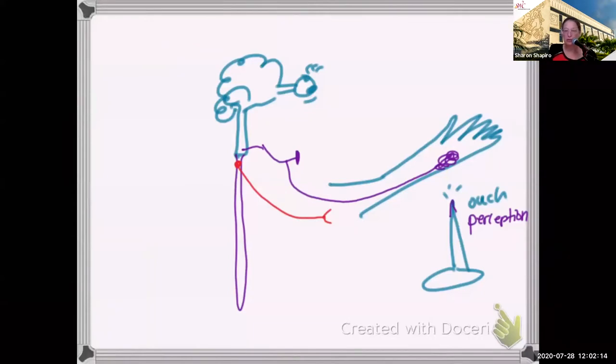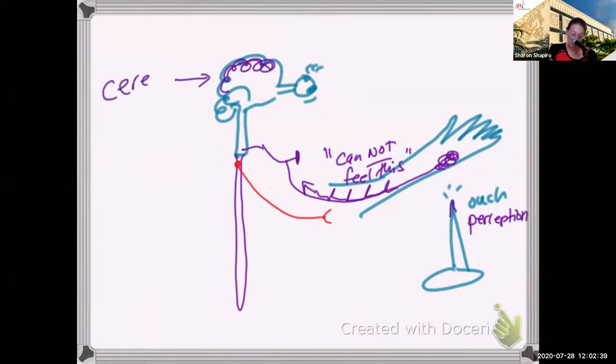But here's what happens. When the sensory signal is traveling in, when the action potential is traveling down this neuron and it's traveling into your CNS, you cannot feel that. You have no conscious awareness. The only place you can feel is up in your cerebrum, where you have conscious awareness. If you can't be aware of it, you can't feel it, okay? So these signals that are traveling in and out on my neurons, I don't feel that.